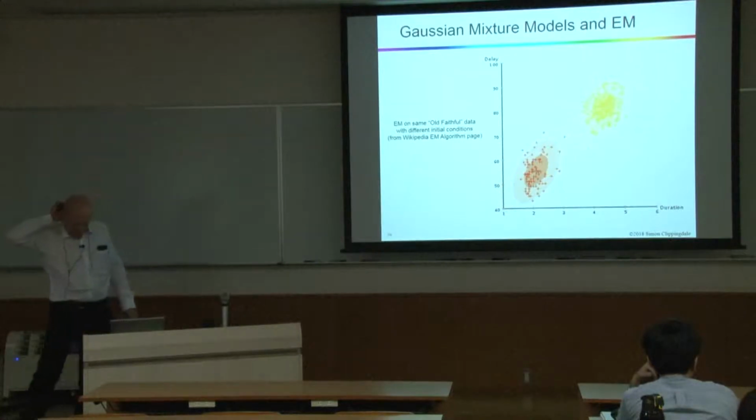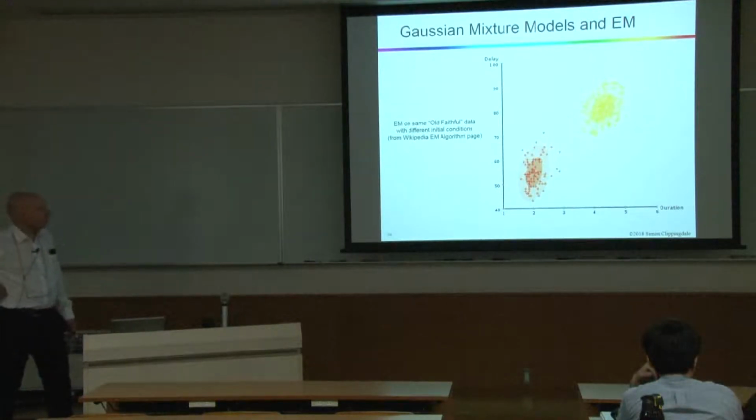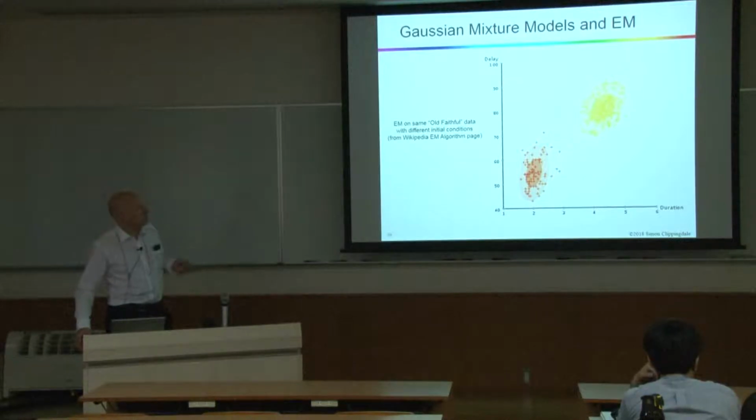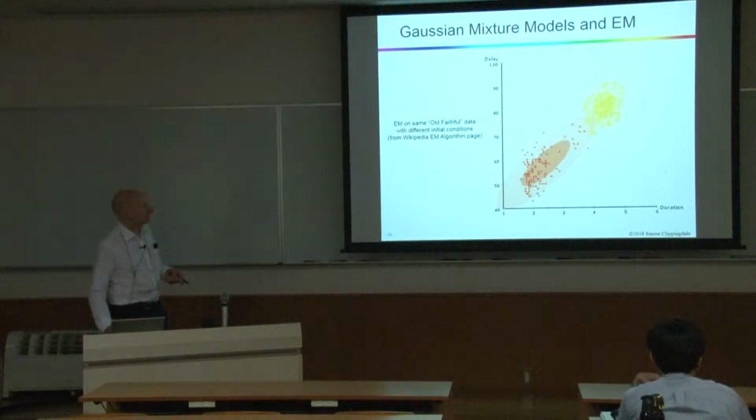Here's a dynamic example from the Wikipedia page for the EM algorithm. You can see from a badly chosen original, each of these classes slowly converges to a fairly reasonable estimate. And you can see that the covariance and the mean both change together. Okay, so that's EM.